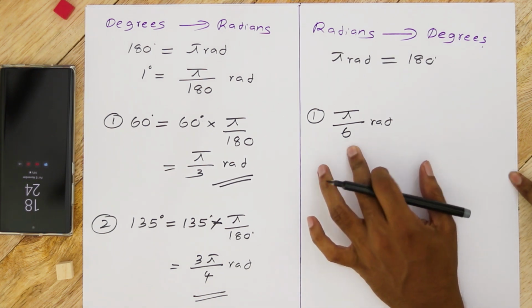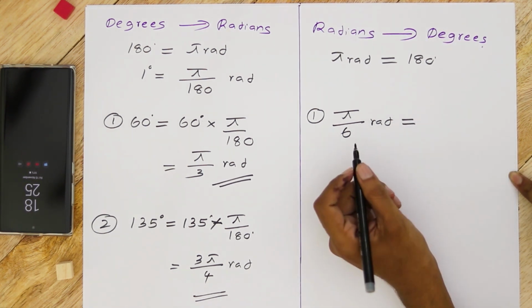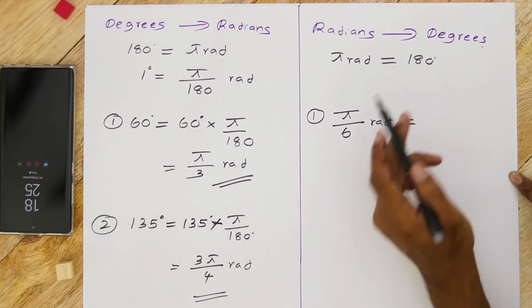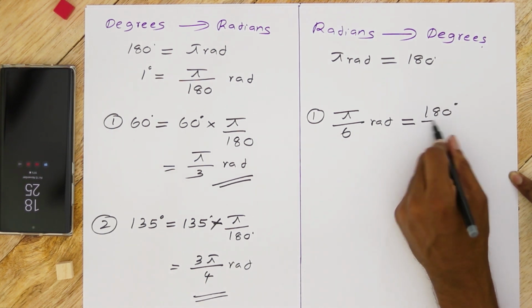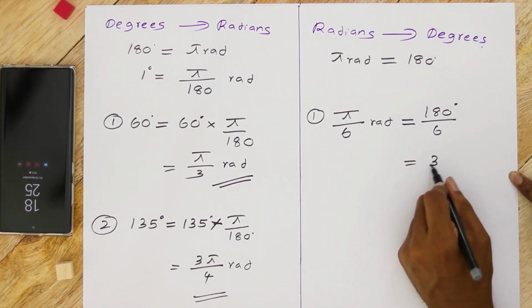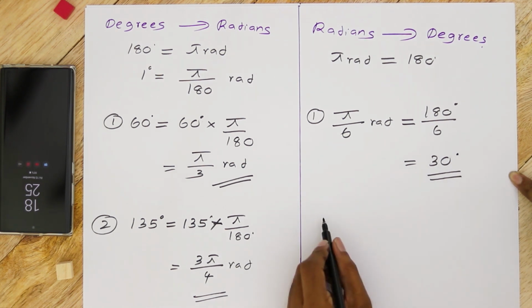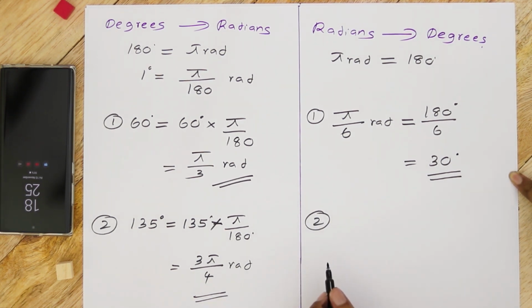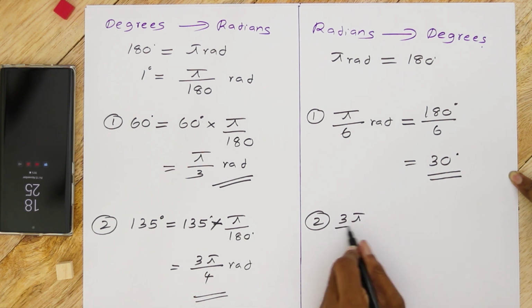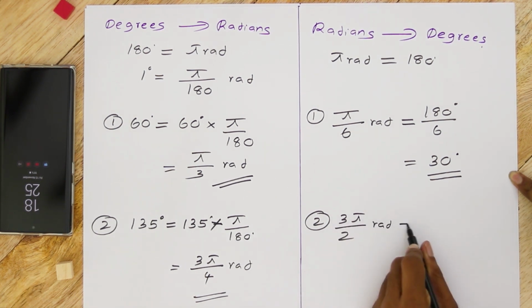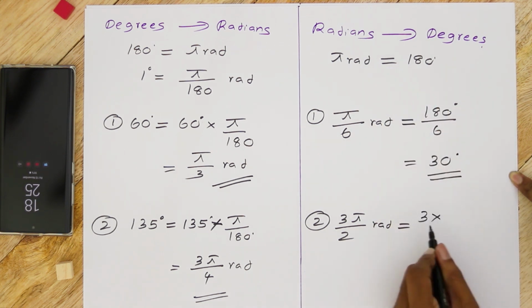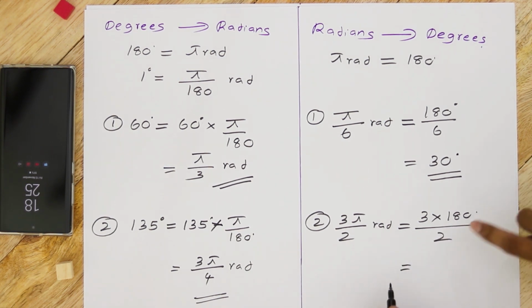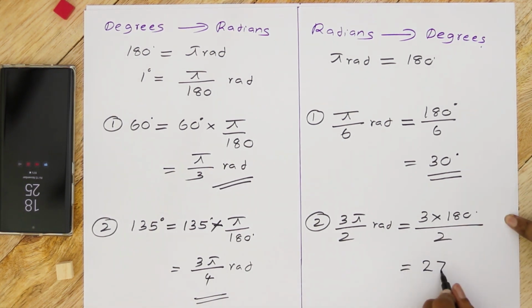Okay, now pi over 6 radian, to convert, instead of pi we just write 180 degrees. That's all you have to do. So 180 divided by 6 will be 30 degrees. So moving on to the last example, let's say 3 pi over 2 radian. Instead of pi we are substituting 180 degrees, so it will be 3 multiplied by 180 degrees divided by 2. 180 divided by 2 is 90, 90 into 3 is 270 degrees.